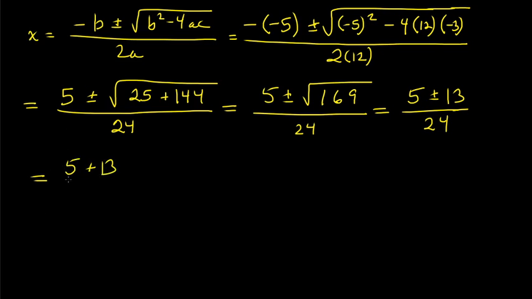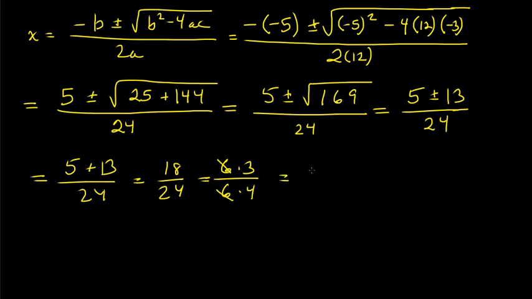5 plus 13 over 24 is what? 5 plus 13 is 18. 18 divided by 24, let's see. 18 is 6 times 3. 24 is 8 times 3. Oh, I could have gone one step further. I could divide by 6, right? So 24 is 6 times 4. There we go. The 6's cancel, leaving you with 3 over 4. Is that right? Yeah. So 3 over 4.